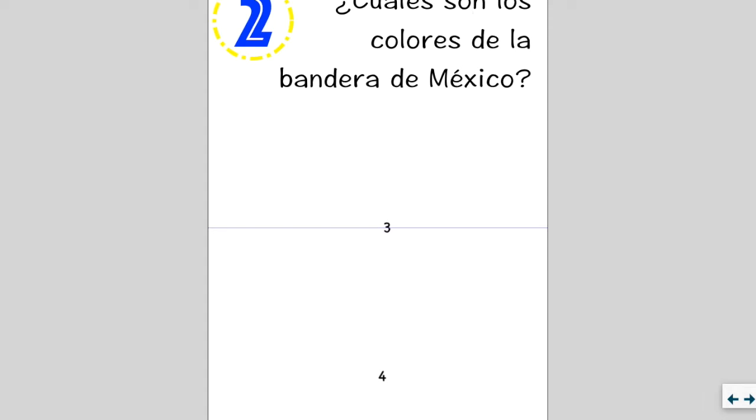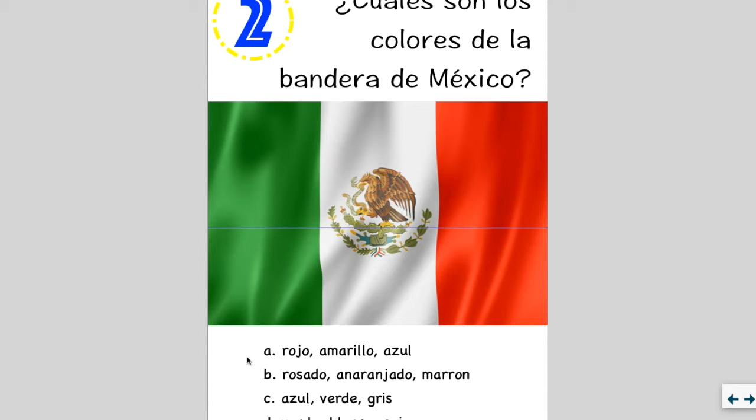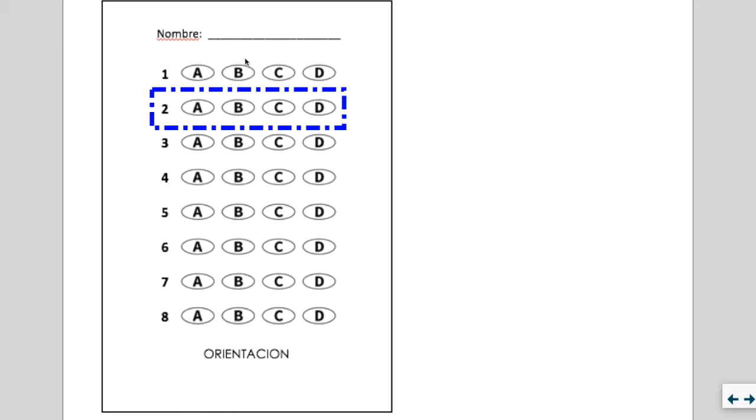A poster that has un número, una pregunta, una foto y respuestas. Respuesta A, B, C o D. If you are at la pregunta dos, you're going to go ahead on the small sheet of paper, mark your response on row number dos.